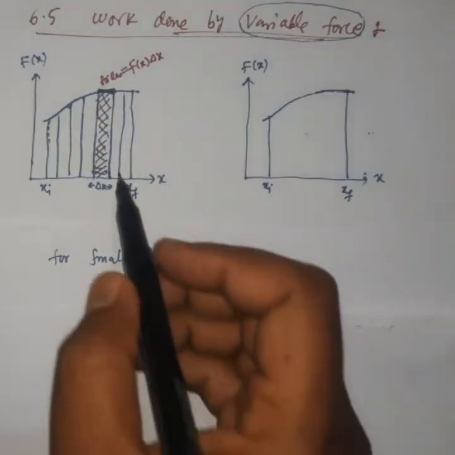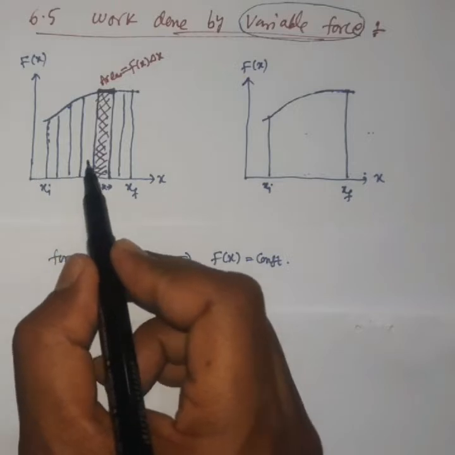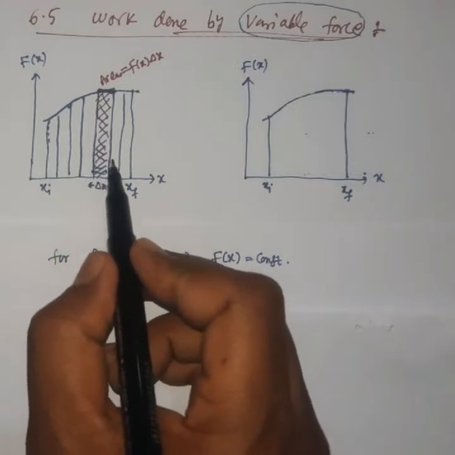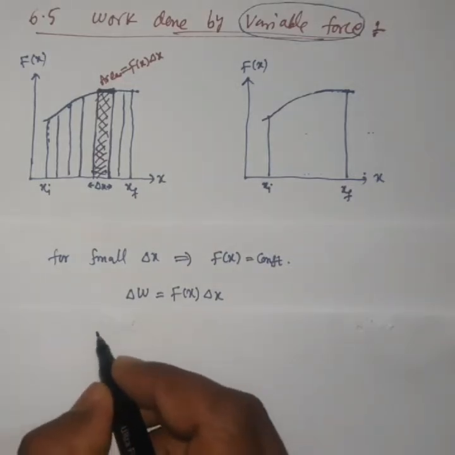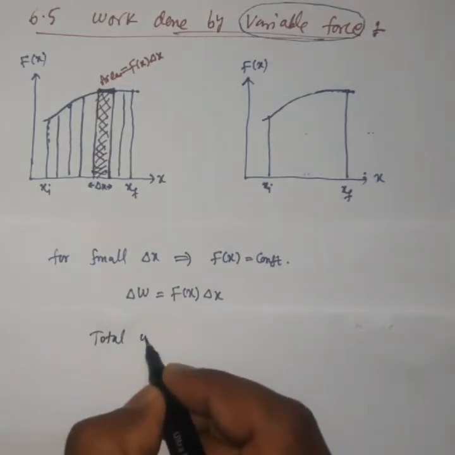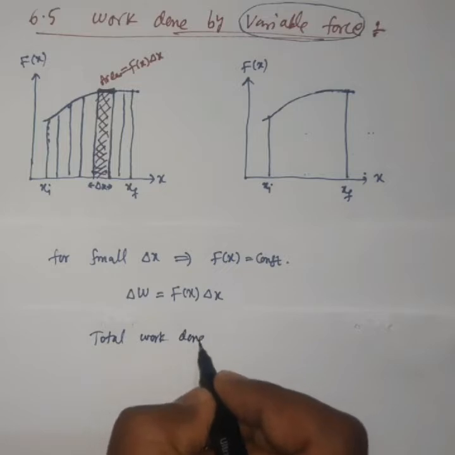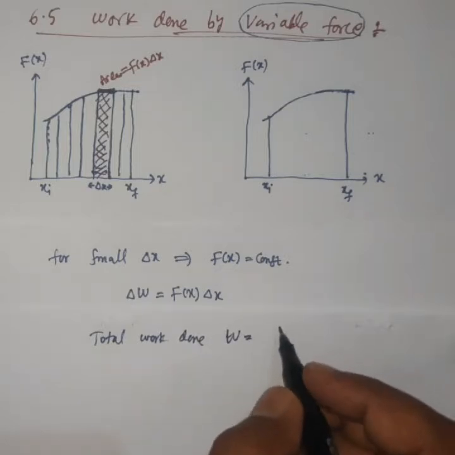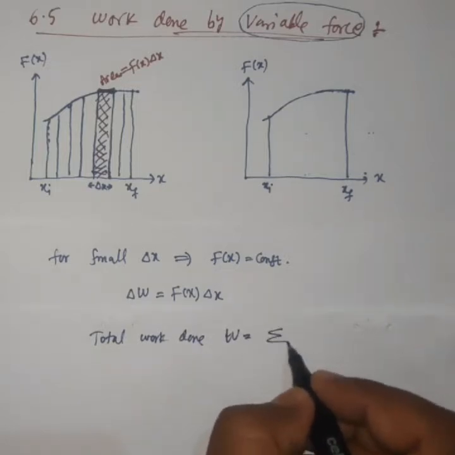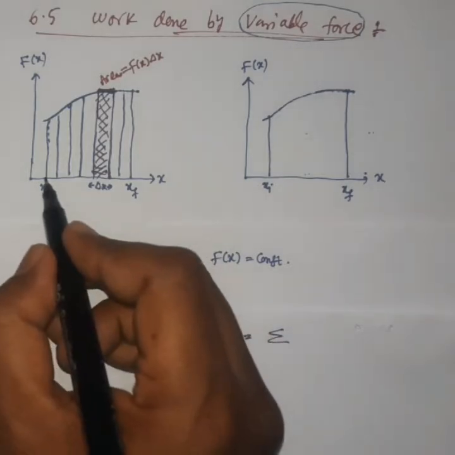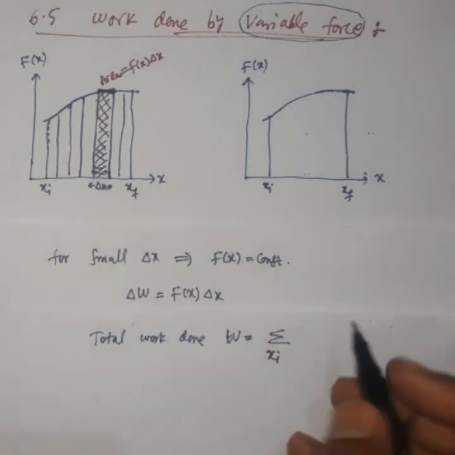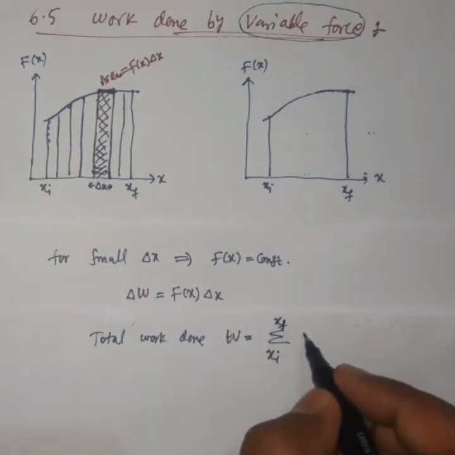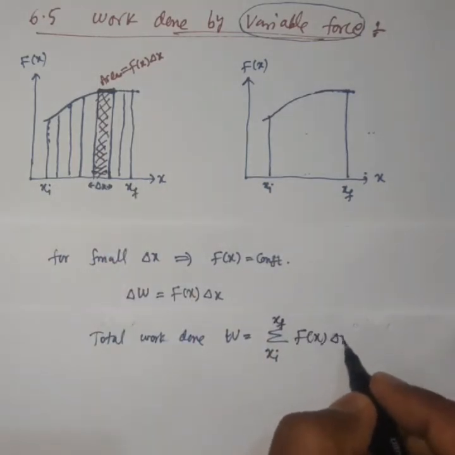Here I am adding successive rectangular areas, and we can get the total work done. So the total work done, W, is the summation, from x i to x f, of f of x delta x.